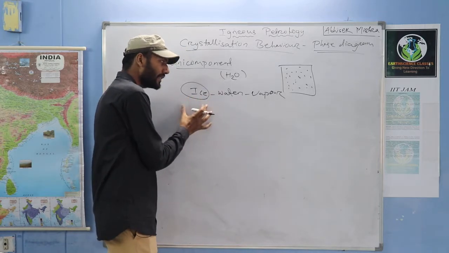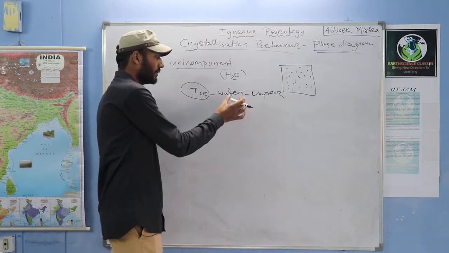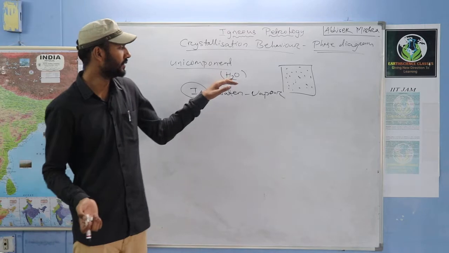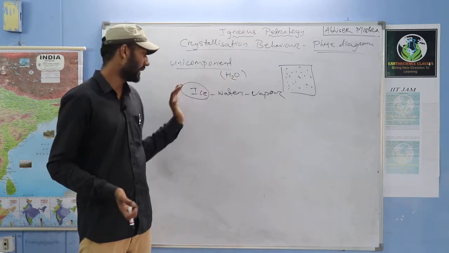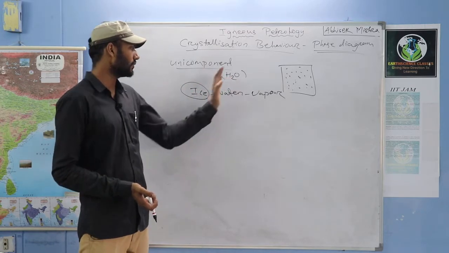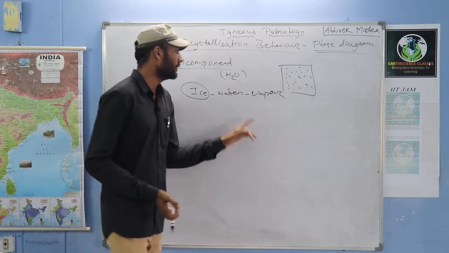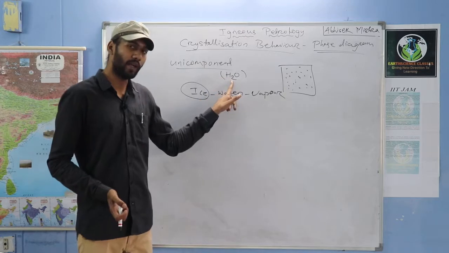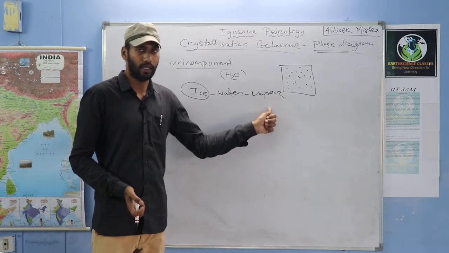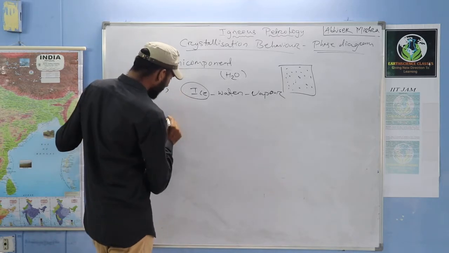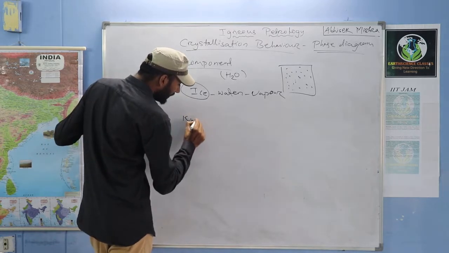You can separate ice from water, and you can separate water from vapor, because these are separable. But ice has composition H2O, water also has composition H2O, and vapor also has composition H2O. So the number of components is 1, but the phases are 3. Similarly, one more example is there: kyanite, andalusite and sillimanite.